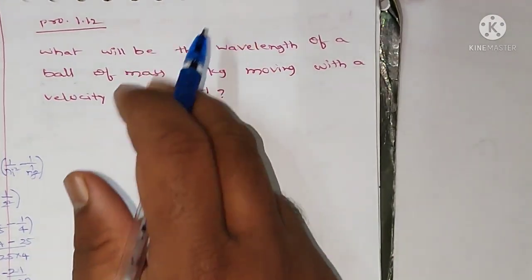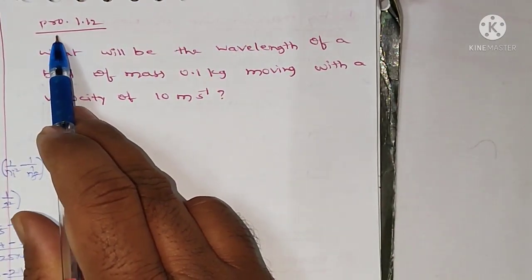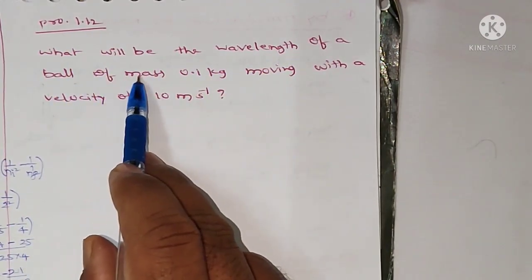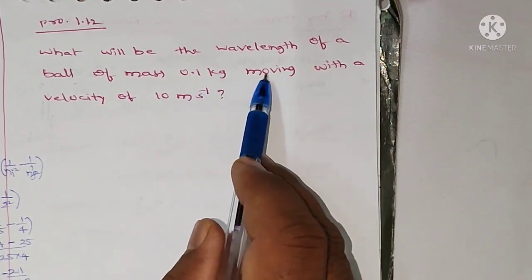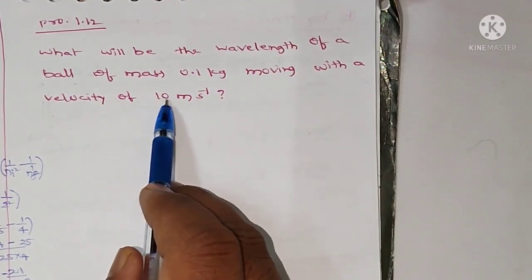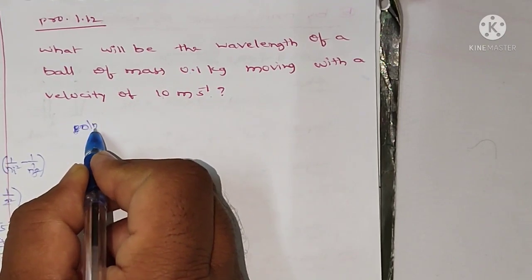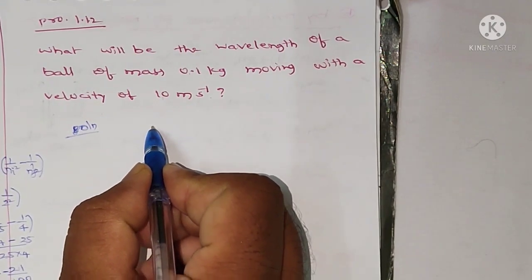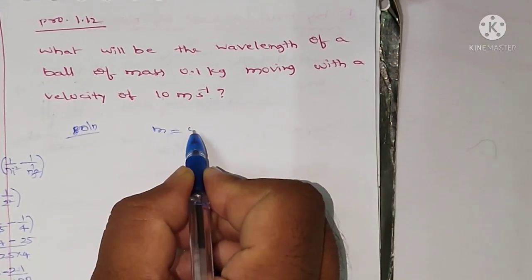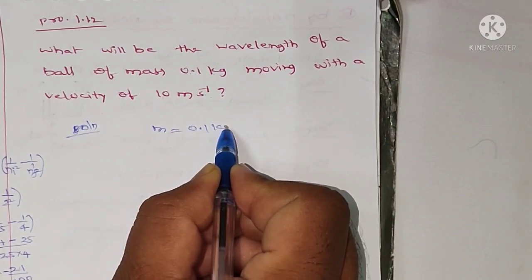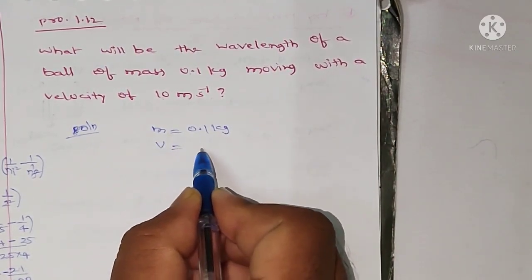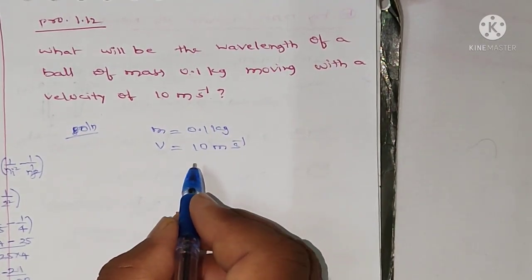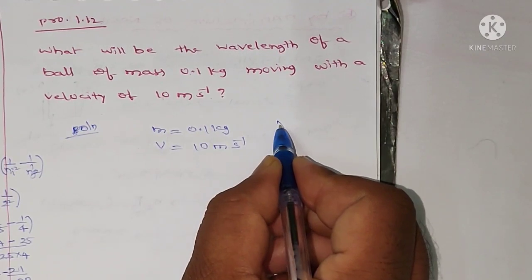Next one from our textbook, problem number 1.12. What will be the wavelength of a ball of mass 0.1 kg moving with a velocity of 10 meter per second? So here mass and velocity are given. So m is equal to 0.1 kg and velocity v is equal to 10 meter per second. So we have to find out that wavelength.